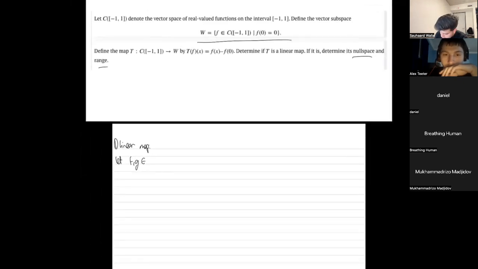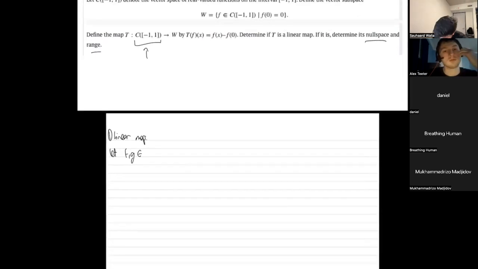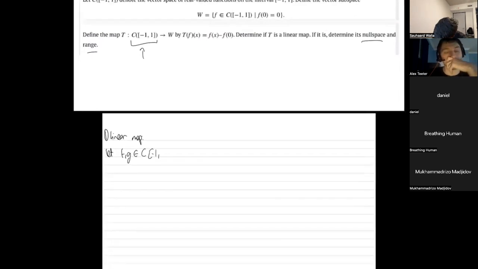Am I going to take two elements from here? C from -1 to 1. By definition, yes, that's what we have to prove. But I'm saying don't take two elements from here because we don't know that just yet. We want to take two elements from here. So we're going to take F and G a part of continuous functions from -1 to 1.